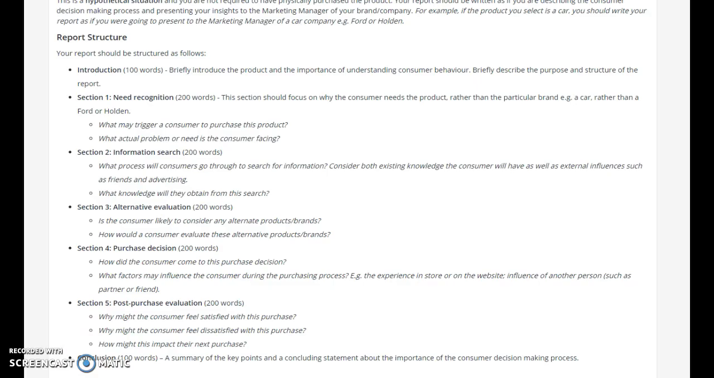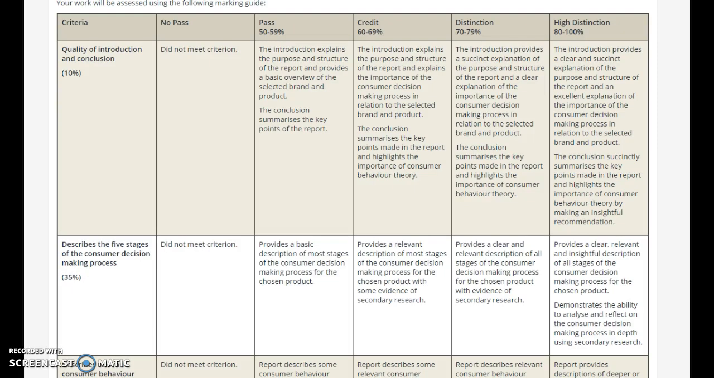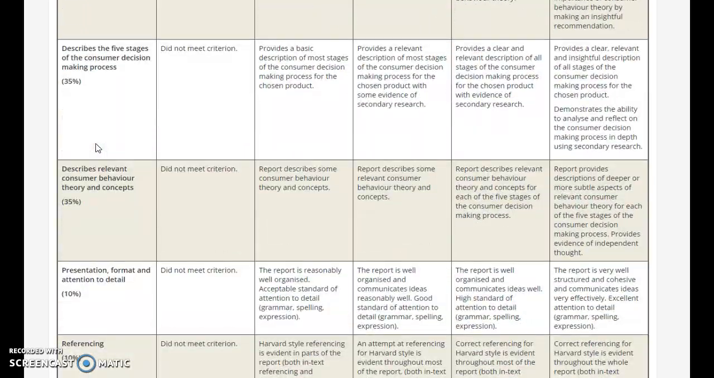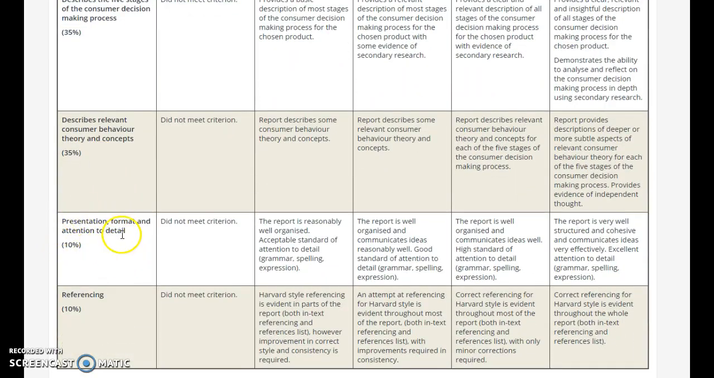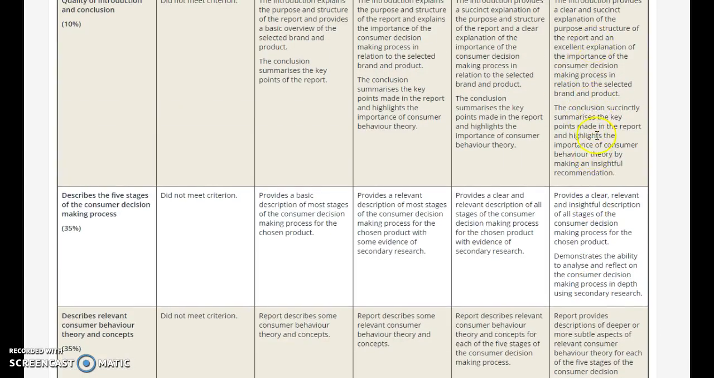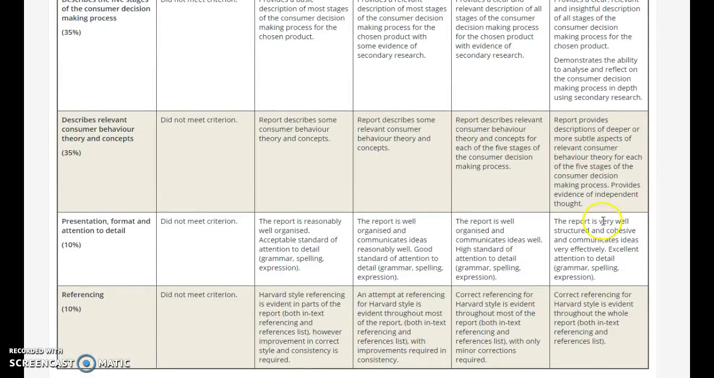So that is step 3. Check out the template if you've got one. Step 4 is going to find your easy marks. So what I mean by that is the remaining mark allocation in the rubric. So for this assessment, it was the quality of the introduction and conclusion, the presentation format and attention to detail, and the referencing. Again, focus your attention on this high distinction section of those parts of the rubric and work towards that.